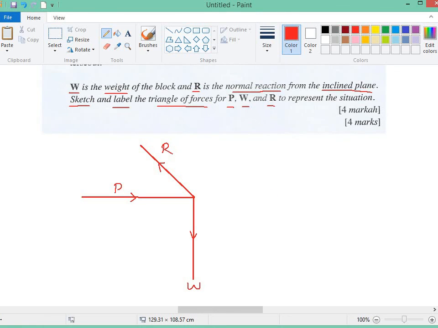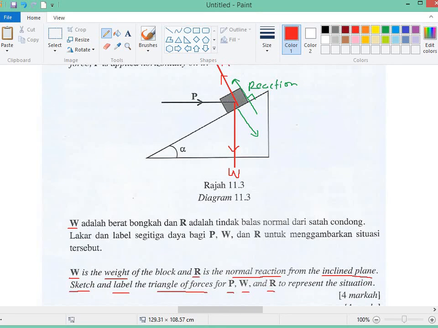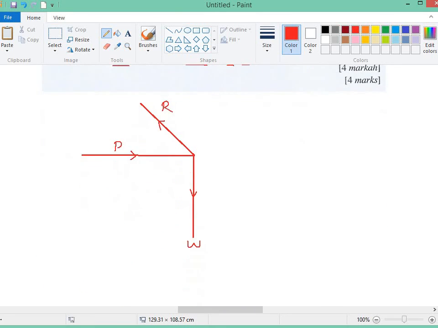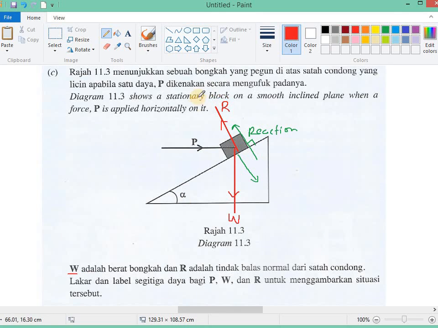So where is the angle? You see this angle alpha. Where is the angle alpha? So this angle alpha here is the same angle as here. This P, between this P and this surface, is also alpha. Okay, so this angle here, this is also alpha.